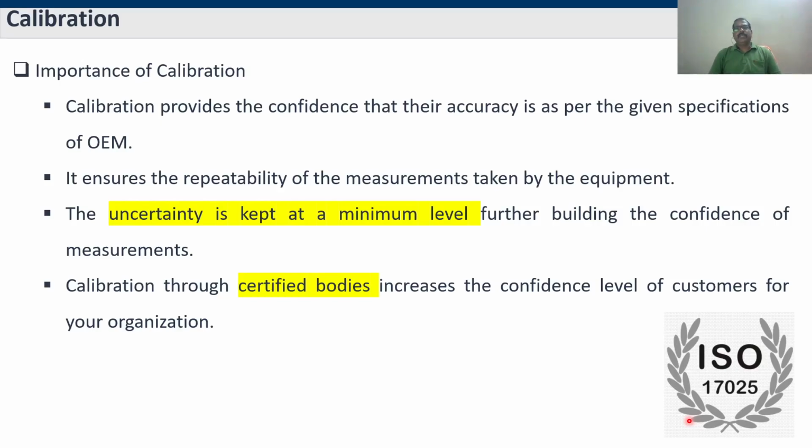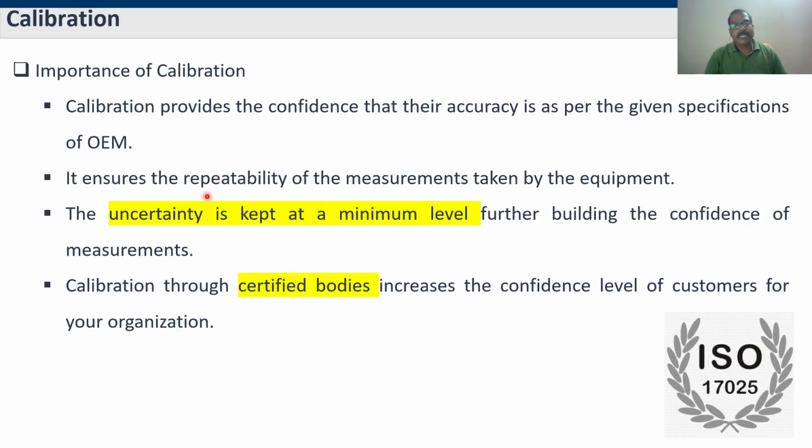Then, the importance of calibration. What does calibration provide us? It provides us the confidence that the accuracy is as per the given specification of the original equipment manufacturer. For example, the pamphlet will have some accuracy values. Even though it is given, you have to ensure by doing the calibration process that it is within the limit of accuracy which the supplier has claimed. So that will give you confidence in your measurement, and it also ensures the repeatability.